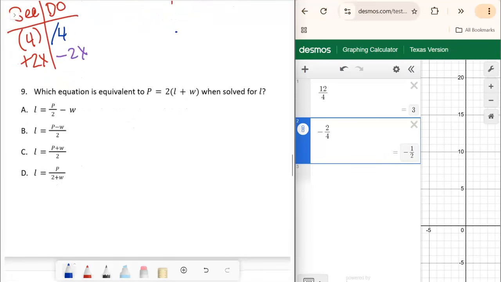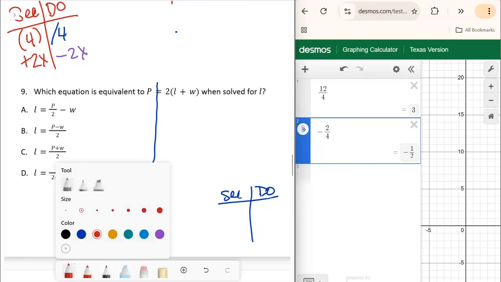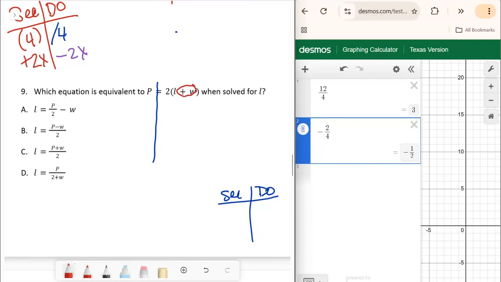Problem number 9 tells you to solve for L. So, what do you see happening with the L? The L is adding W, so I see plus W, and it is multiplying by 2. So the first thing I'm going to do is to divide by 2 on both sides. So when you draw that line, that means division. So divide by 2, so that the 2 cancels.